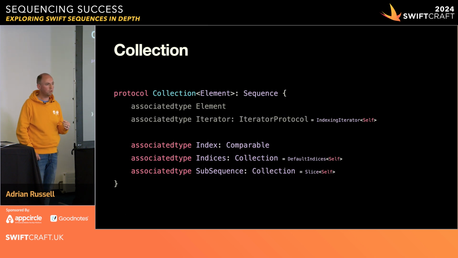Collection extends sequence, but also adds a couple of new associated types. We have the idea of an index, which is a way that we can uniquely address an element in the collection. We have indices, which is a collection of those indexes. And we have a subsequence, which is going to be a collection representing a portion of our sequence, but backed by the original collection. So we're not going to allocate any new memory when we get to it.